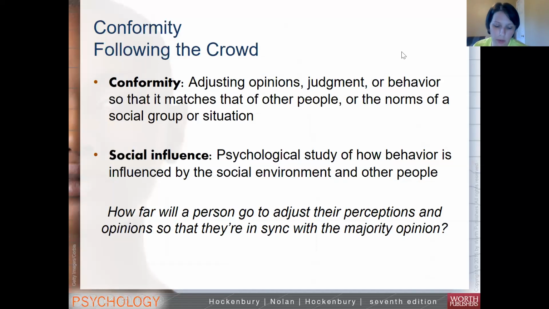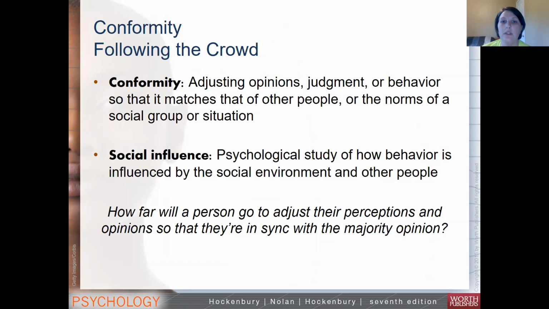Okay, everybody, so this is really part 2 of the chapter 12 social psychology lecture. We're going to now talk about conformity, as well as a couple other really interesting things when it comes to social psychology. So conformity is when you adjust your behavior, adjust your opinions, or judgments based on other people. So you're matching other people, or you're matching the norms of a particular group or situation.